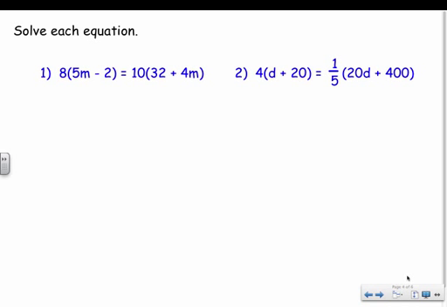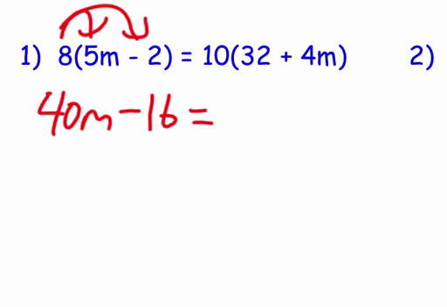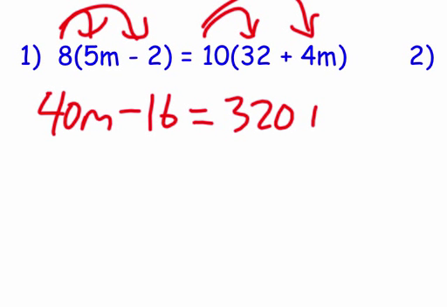Okay, we got a couple cases here that we got to look at. So I'm going to quickly run through this. I got to simplify it, so I'm going to quickly do this. 8 times 5m is 40m. 8 times -2 is -16, equals 10 times 32, which is 320, and 10 times 4m, which is plus 40m. If I notice, I got a 40m on each side.